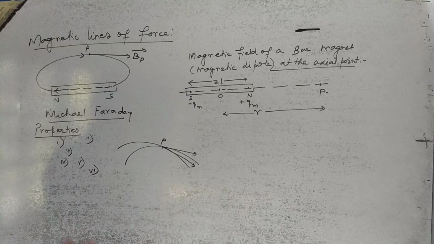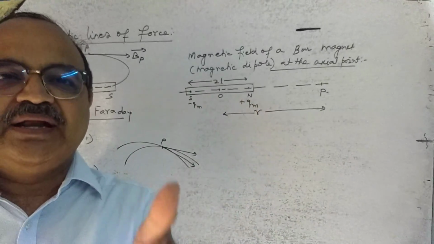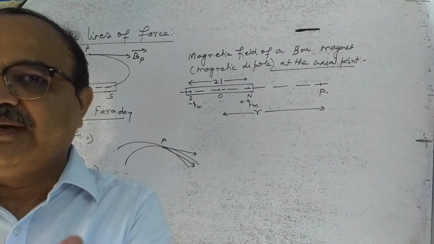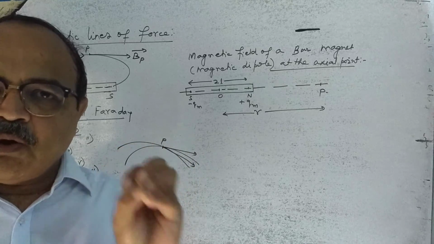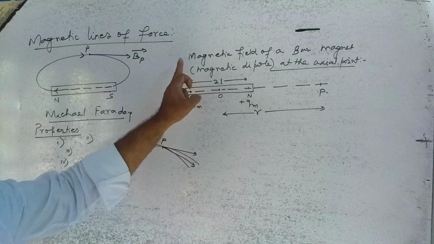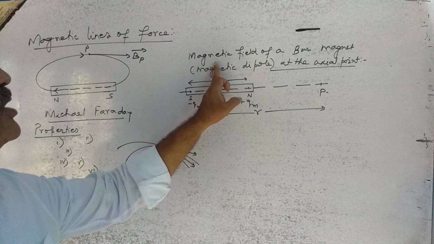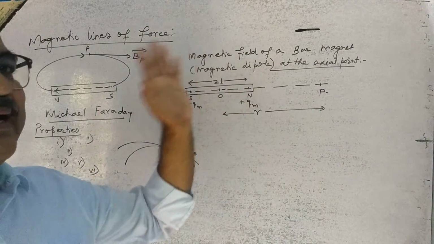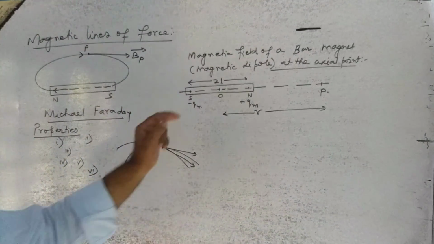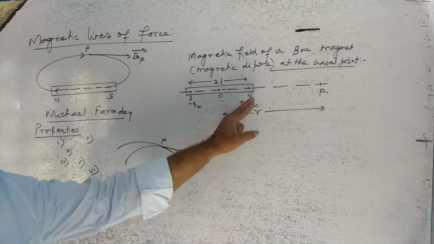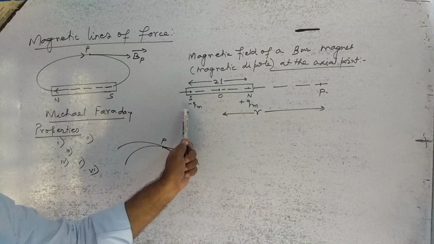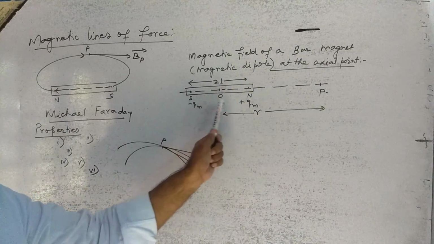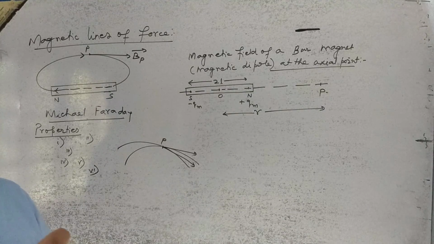Now I want to use this concept of magnetic field intensity, its magnitude and direction. Just to fix the direction of the magnetic field intensity, I have discussed magnetic lines of force. Now I want to use it to find out the magnetic field of a bar magnet. You know a bar magnet may be considered as a magnetic dipole, because in a bar magnet the two poles are there. One is North Pole, another is South Pole, as shown here, separated by a small distance.